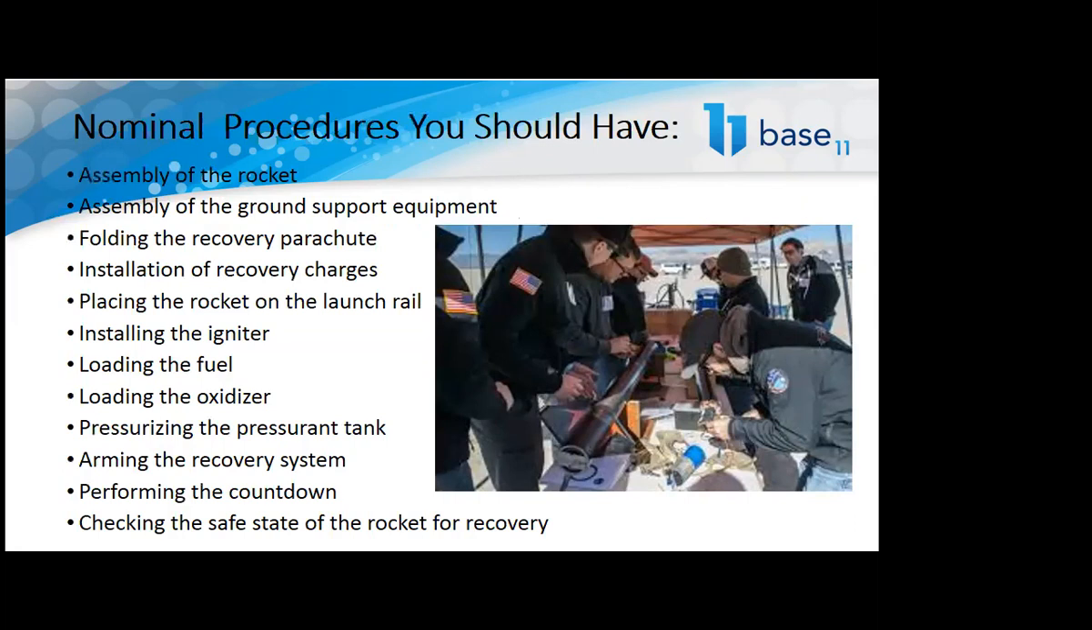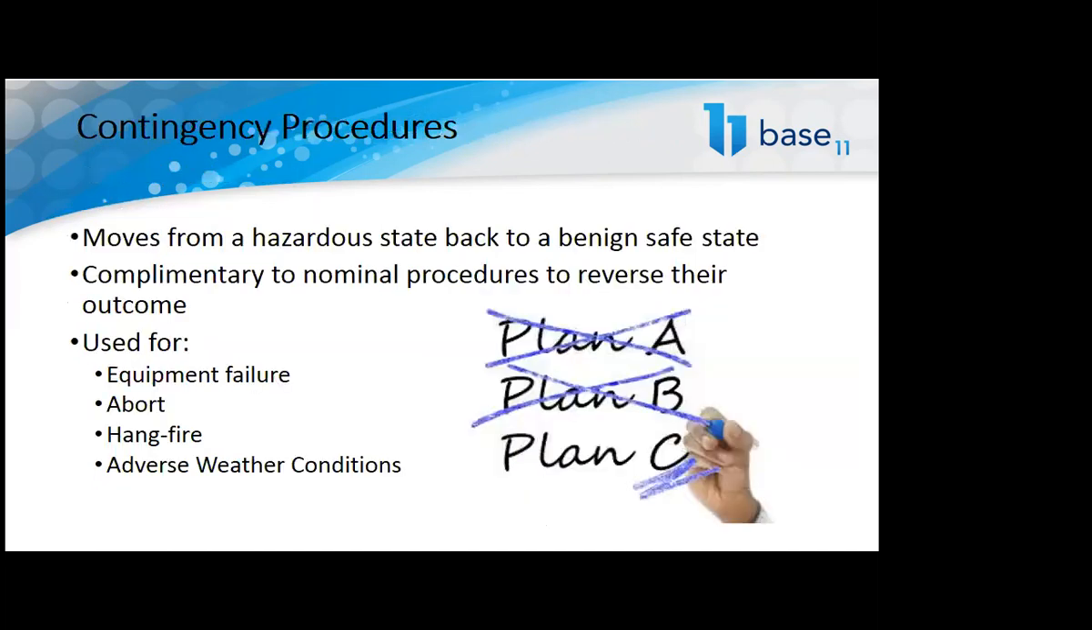Installing the igniter, loading the fuel, the oxidizer, the pressurant, arming the recovery system, performing the countdown, and checking the safe state of the rocket for recovery. You should have a procedure at least for these, because everybody's doing bipropellant rockets. You should have a recovery system, a pressure system.